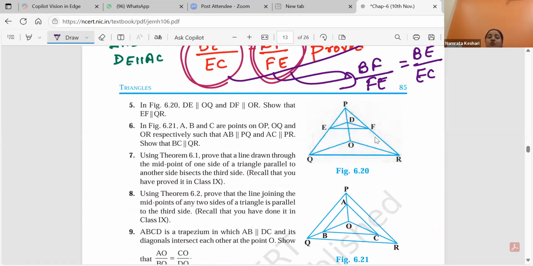You can see the next question over here is in figure 6.20. DE is parallel to OQ. Again I am going to highlight DE and OQ for you. And I told you the bigger side will always help you identify the triangle properly. DE, OQ. Just focus. Which triangle to take on the basis of DE and OQ?